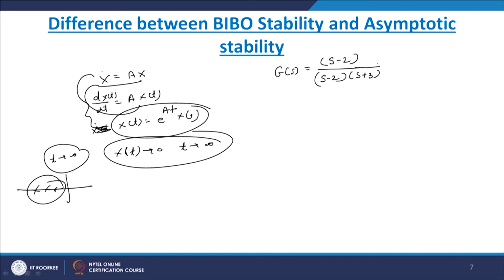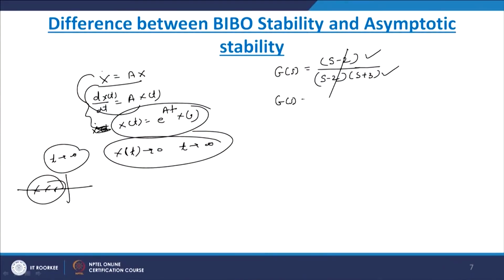So, this is our system. This is 0 and these are poles. So, there are 2 poles and 1 zero. Now, when we want to check the stability of the system, we see that s minus 2 in the numerator and s minus 2 in the denominator, we just cancel it, and after cancellation what we will get? G of s equal to 1 upon s plus 3.